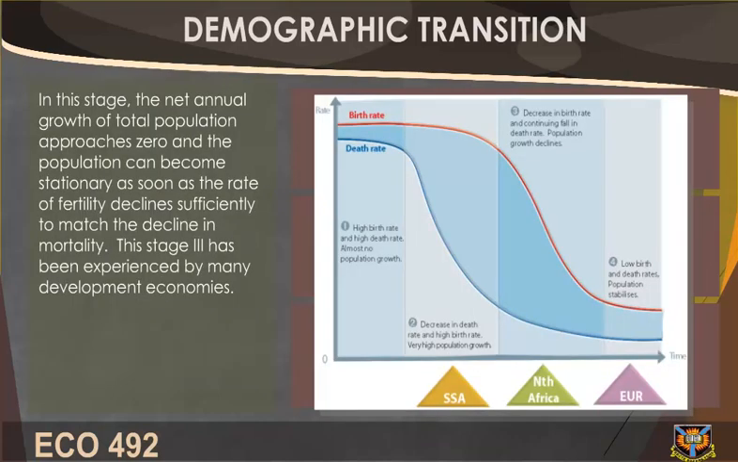In this stage, the net annual growth of total population approaches zero, and the population can become stationary as soon as the rate of fertility declines sufficiently to match the decline in mortality. This stage 3 has been experienced by many developed economies.